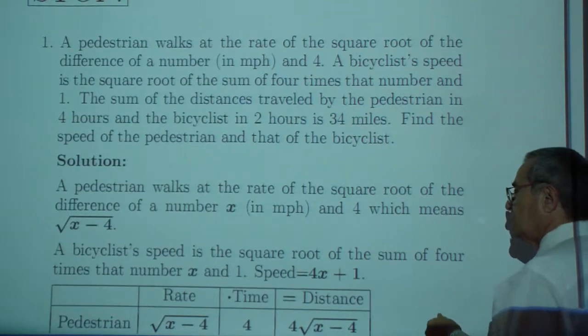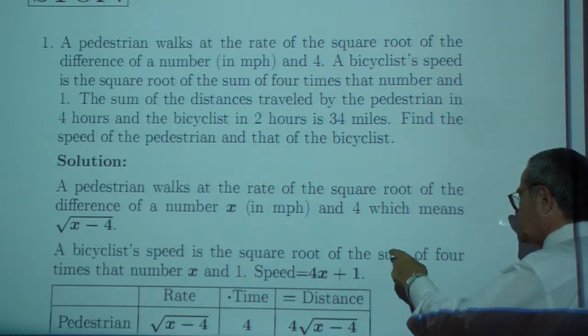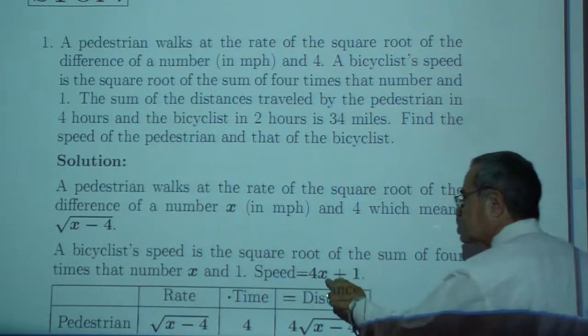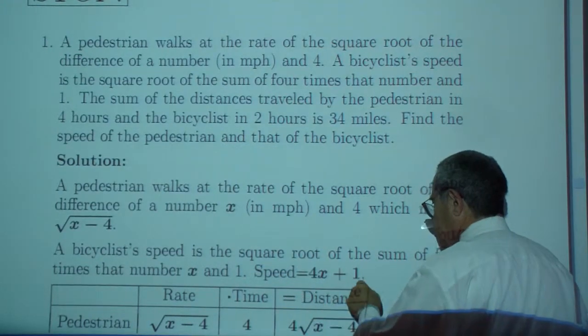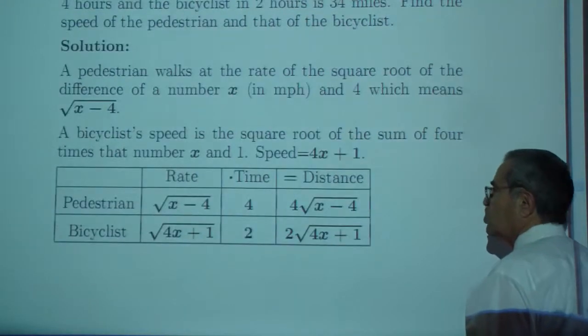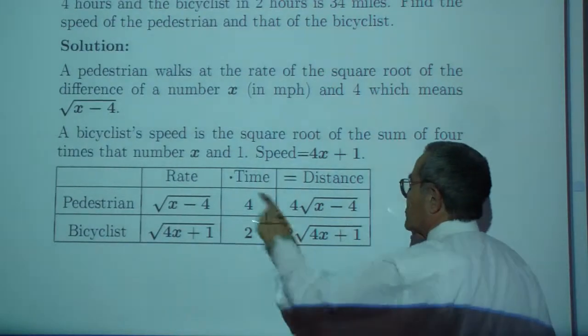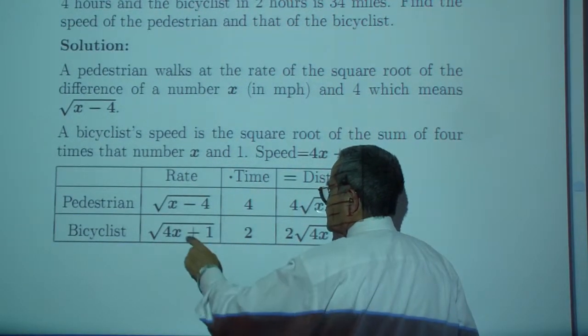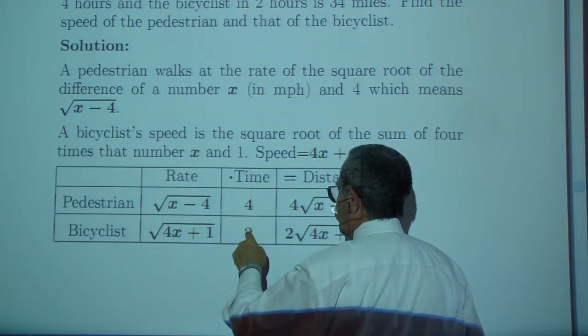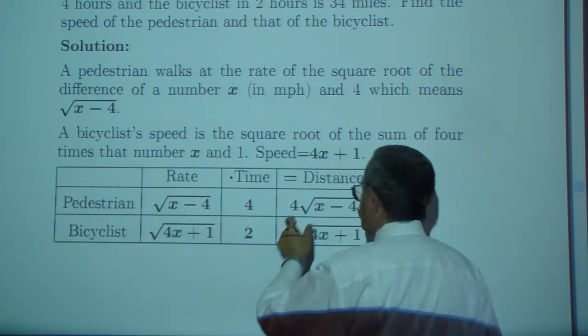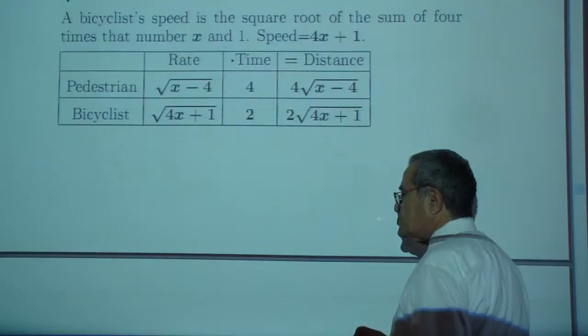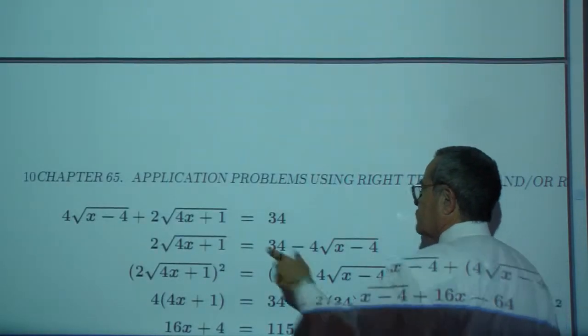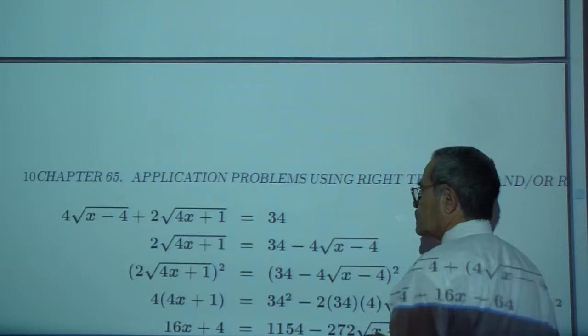And the other one, a bicyclist's speed is the square root of the sum of 4 times that number x and 1. So we make a little table. Rate times time equals distance. Rate of the pedestrian, rate of the bicyclist, time 4 hours, 2 hours. Multiply the two, you get the individual distances. And you were told that the sum of the distances is 34.